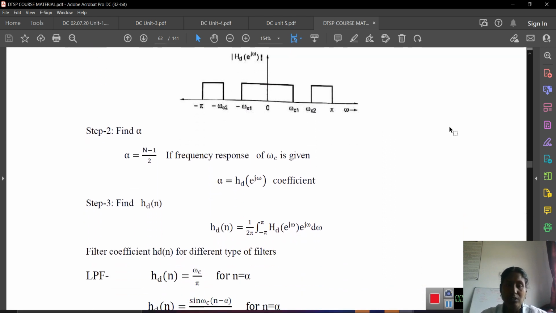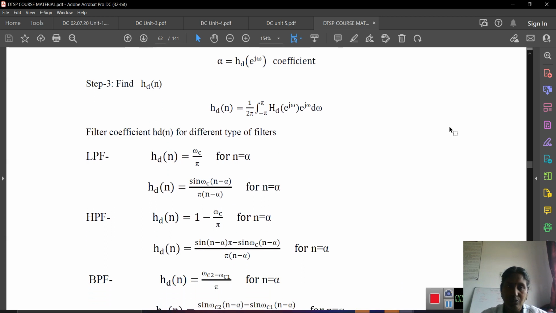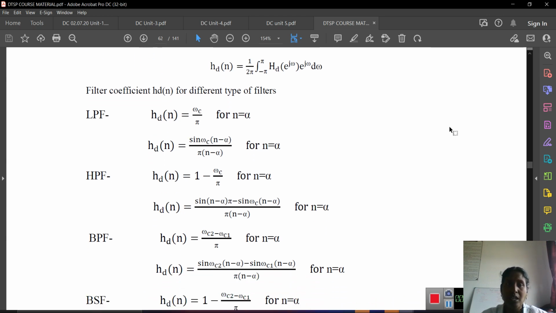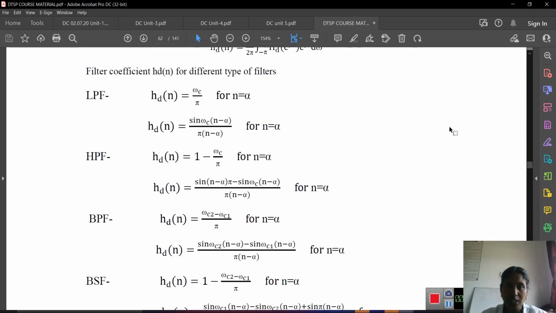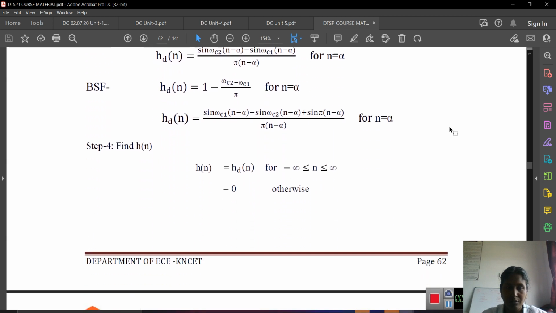First of all, we have to find out the length of the filter. Then step 2, find alpha. Alpha is equal to (N minus 1) by 2. Then find H_d(n), the desired impulse response. That is H_d(n) equals 1 by 2π, integral from minus π to π of H_d(e^jω) e^jωn dω. The filter coefficient H_d(n) differs for different types of filters, that is HPF, LPF, BPF, BSF. Based upon the filtering section, the responses are varied, so like this we have the formulas. Okay, these are all the formulas.